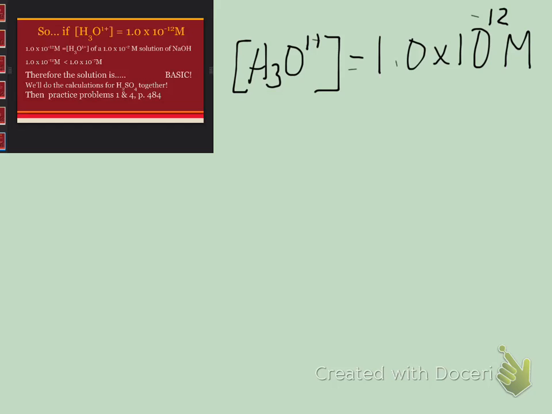So first of all, let's just discuss, is this solution acidic or basic? It's basic. So the concentration of hydronium ions is less than that in neutral water. It's got a lower concentration of hydronium ions. This is a basic solution, and you kind of know that sodium hydroxide is a base. You would have expected that. Let's go ahead and do the calculations for computing both values for H2SO4. Let's do that together, okay?